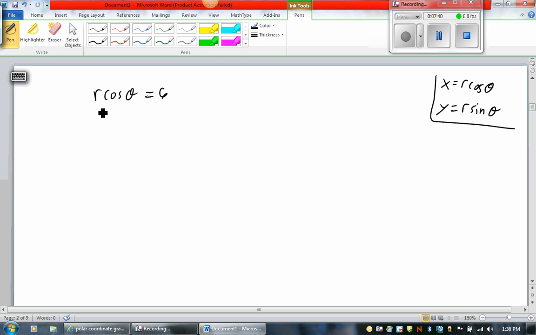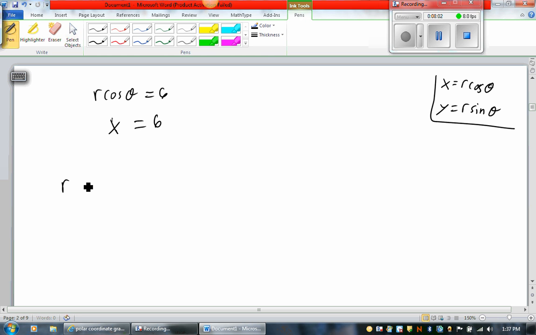We have r cosine theta here. We can replace that with x. X equals 6. Done. There's our rectangular equation. This is the equation of a vertical line written in polar form, and we convert it to rectangular form. Let's try one more here.